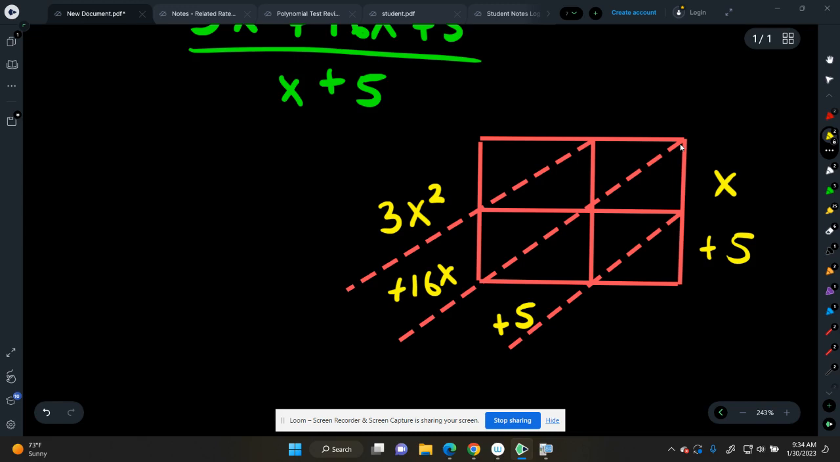Okay. Ronnie, what's my first step here? Fill in this little square right here. Fill in that square right there. Okay, Damien. Now that I have that square filled in, 3x squared, where am I putting that? Top left. 3x squared. Good job.